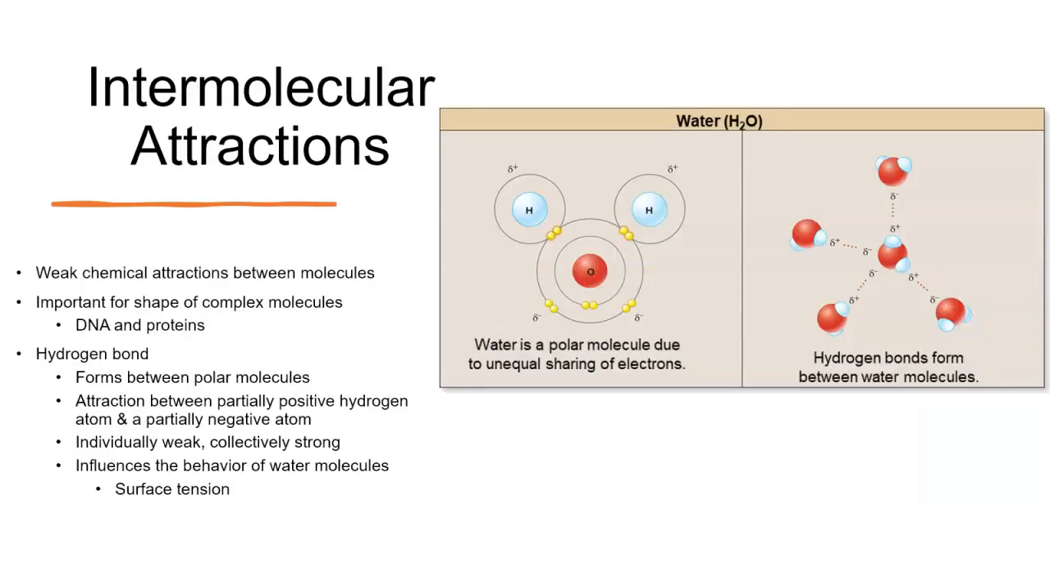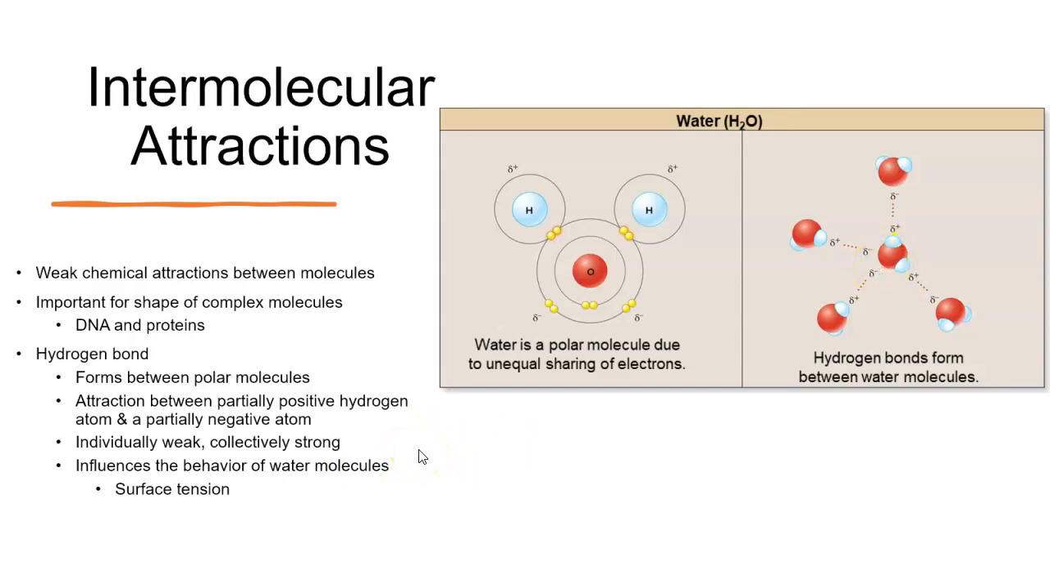Molecules sometimes have a weak chemical attraction to other molecules, and we call this an intermolecular attraction. One important intermolecular attraction is called a hydrogen bond, and if you notice over here, we typically delineate that with dotted or dashed lines. A hydrogen bond forms between polar molecules. It's a weak attraction between a partially positive hydrogen atom in a polar molecule and a partially negatively charged atom in a polar molecule, such as you see here with the partially positive part of a water molecule being attracted to the partially negative part of another water molecule.